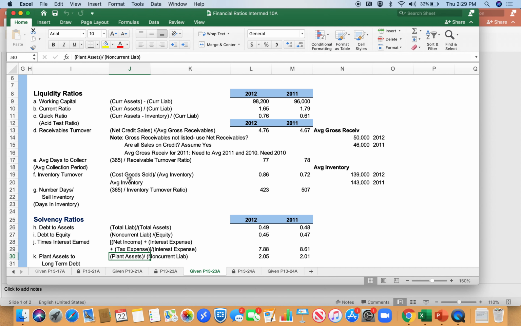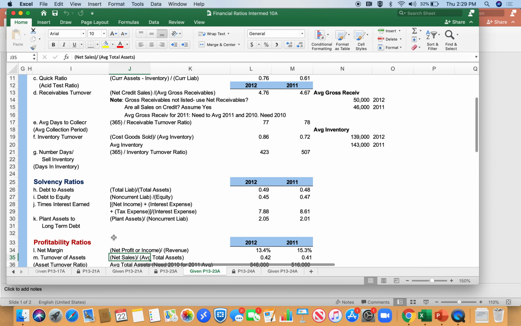The idea being in both these ratios, you want a big numerator, you want more sales or more cost of goods sold, divided by you want a smaller denominator. You'd like a smaller receivable balance and a smaller inventory balance. So you want to increase the turnover ratios faster, faster, faster to collect cash so you have enough current assets to pay off current liabilities.